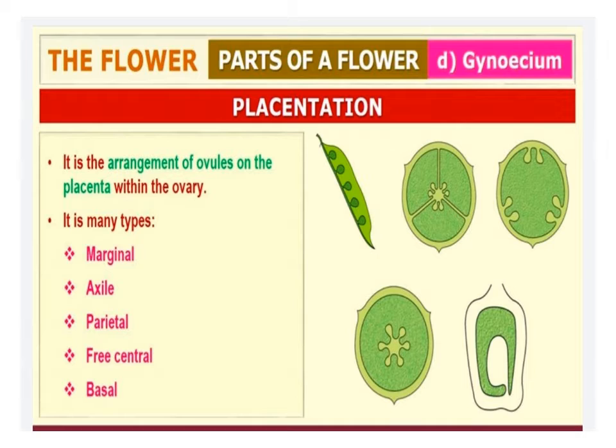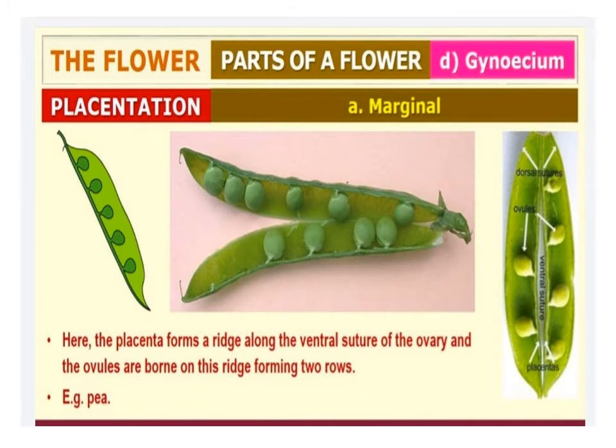Placentation. The pattern of arrangement of ovules or placenta within the ovary is called placentation. Placentation is of different types: marginal, axile, parietal, free central, and basal. Marginal: the placenta forms a ridge along the ventral suture of the ovary and the ovules are borne on this ridge, forming two rows. For example, pea.